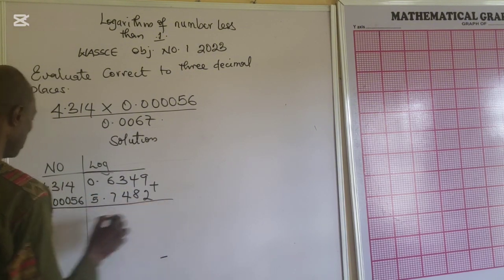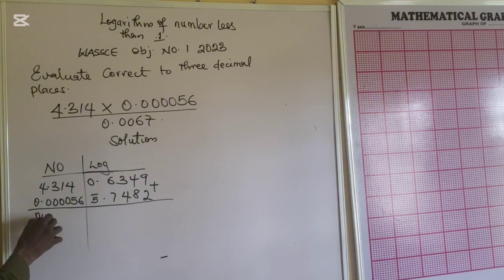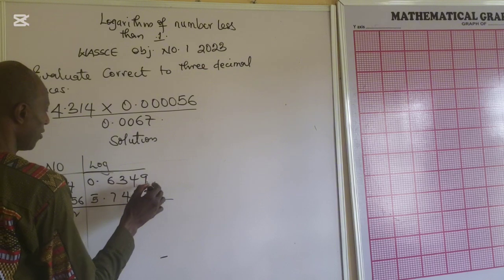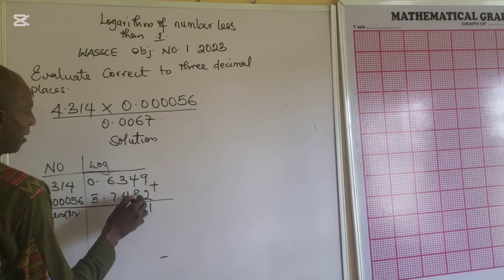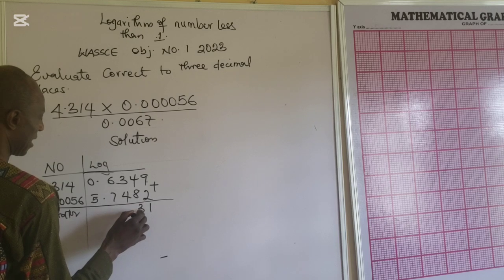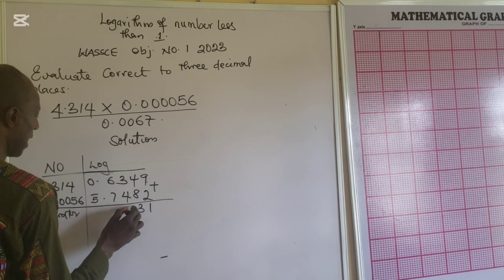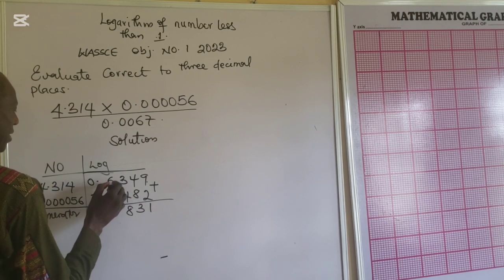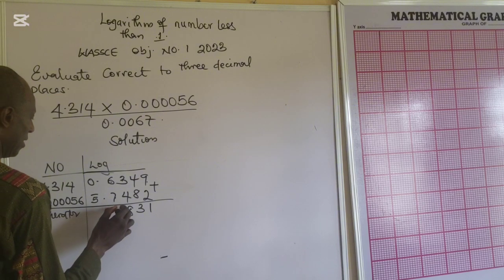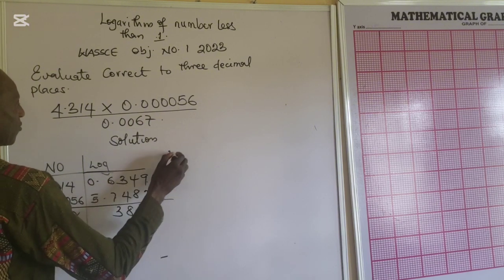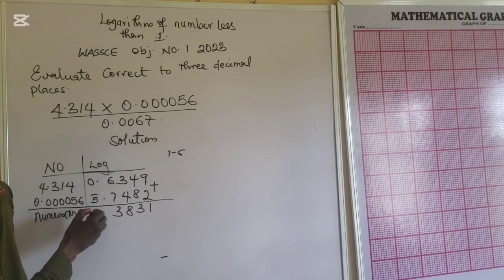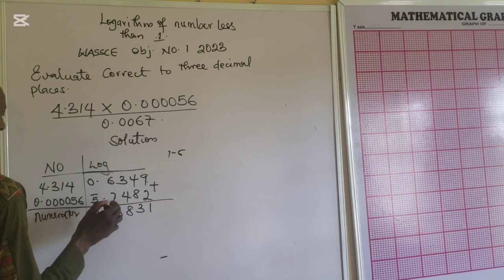I will call this the numerator. So 9 plus 2 is 11. Carry 1. 9 plus 4 is 13. Carry 1. 8, there's no carrying here. Here gives us 13. Carry 1. 1 plus minus 5, which is 1 minus 5, gives us minus 4.